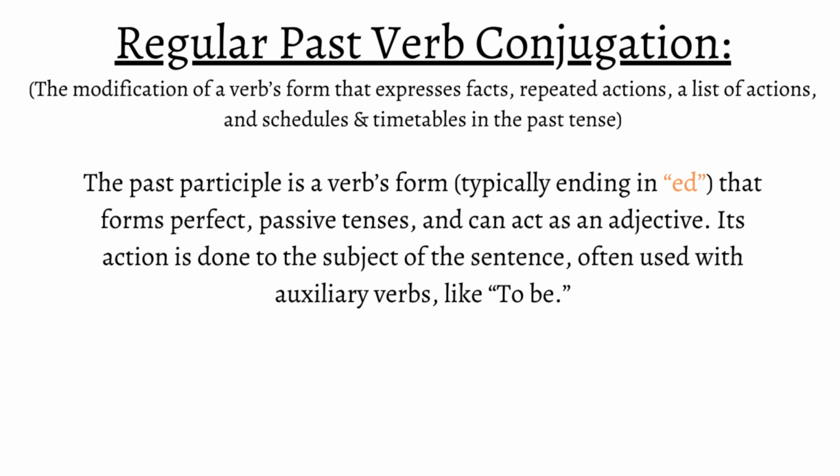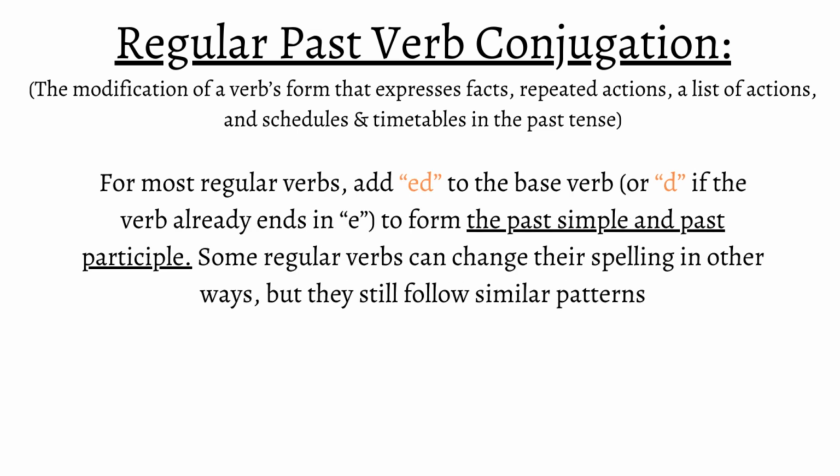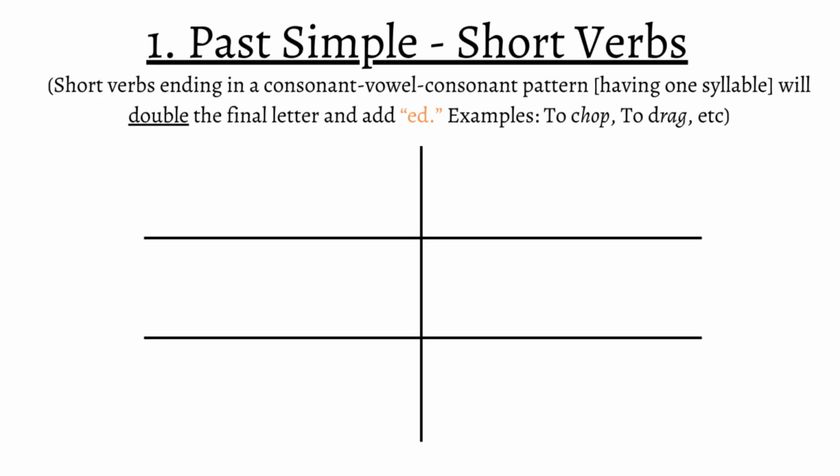For most regular verbs, we simply add the letters ed to the base verb, or d if the verb already ends in e, to form the past simple and past participle. Some regular verbs can change their spelling in other ways, but they still follow similar patterns. Short verbs ending in a consonant-vowel-consonant pattern and having one syllable will double the final letter and add ed, like in the verbs to chop and to drag.